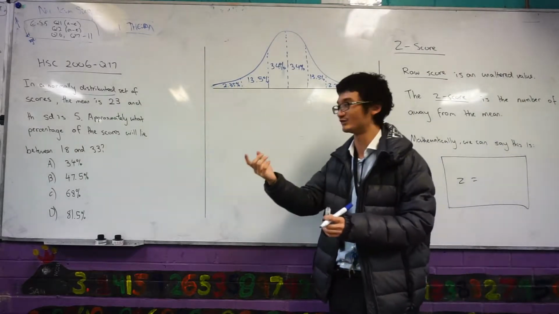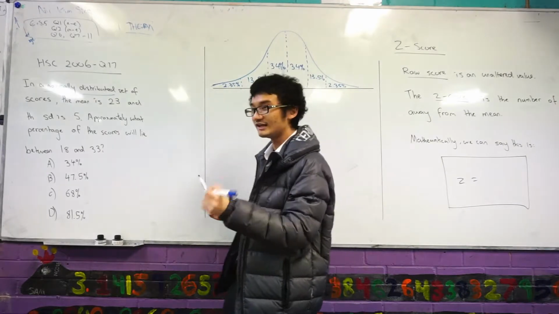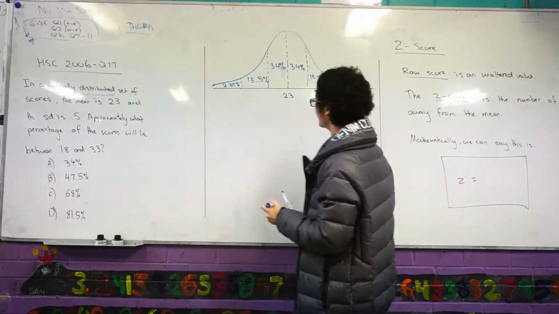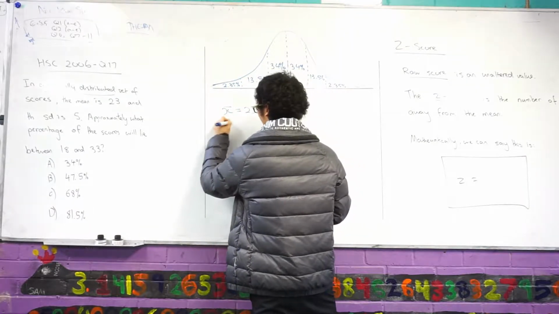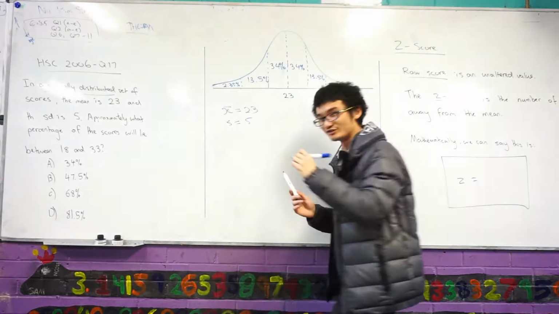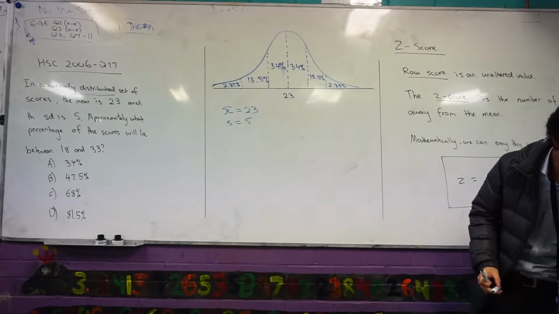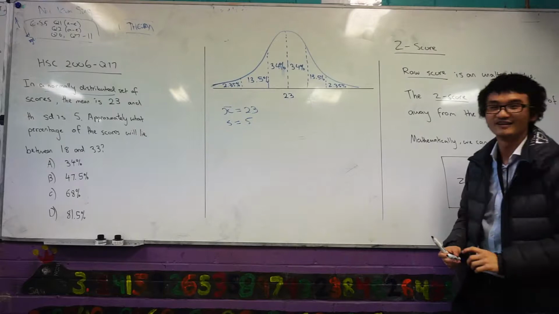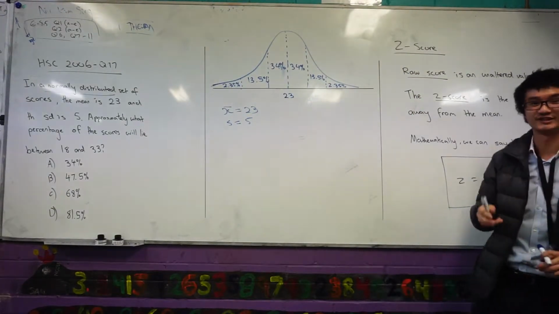The first thing I like to always mark in is the mean. The mean in this case is 23, and they tell me that the standard deviation is 5. So x bar is 23 and standard deviation is 5. Why that's useful is because it allows us to find a certain percentage of scores away.